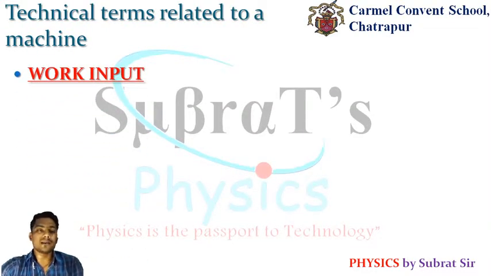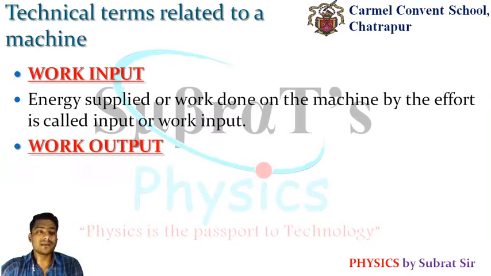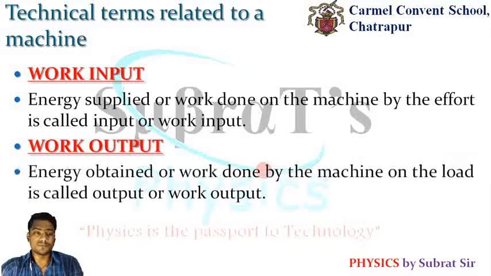Then work input. The energy supplied or work done on the machine by the effort is called input or work input. The energy supplied to run a machine is known as input work. Then work output: the energy obtained or work done by the machine on the load is called output or work output. The machine's output is known as work output. The work obtained by the machine is known as work output.